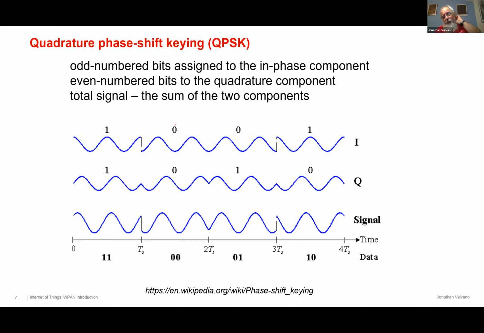The way they actually implement it is they split the bit stream in half and have the odd-numbered bits, 1, 3, 5, 7, here, and these are the 0, 2, 4, 6 bits. Then they apply the phase shift key to both of those, and then they add them together, right? So the odd bit is 1 and the even bit is 1, and so it becomes 1, 1.